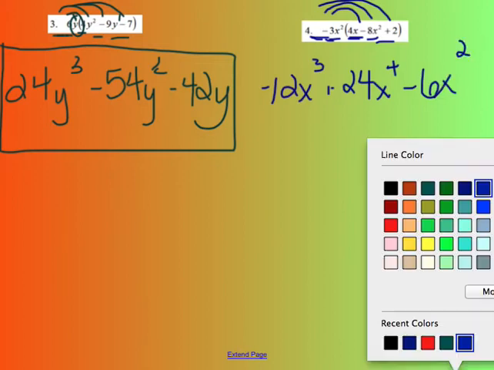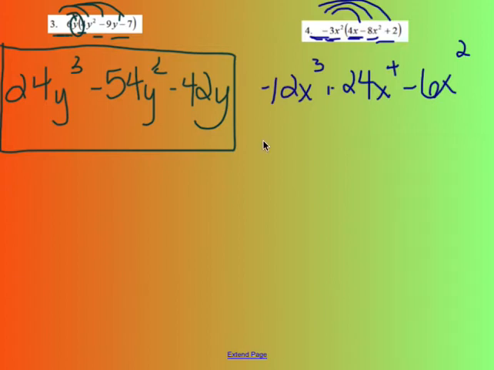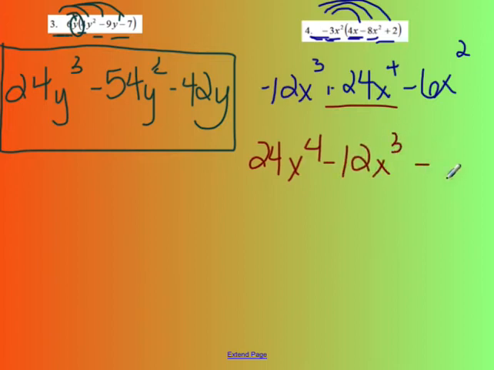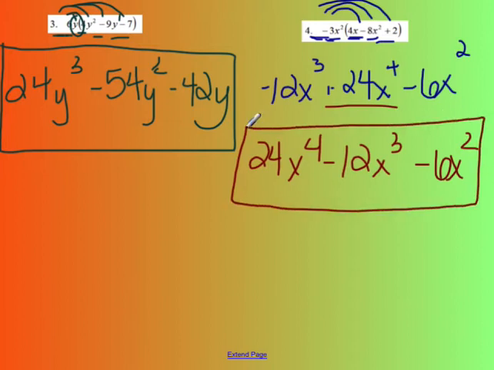So what I do notice now is that my exponents are not going in descending order, which means this answer is not in standard form. So I'm going to rewrite it out. My largest exponent is x to the fourth, so I'm going to start by writing out 24x to the fourth, then negative 12x to the third, and then negative 6x squared. So this right here is your final answer for number 4.